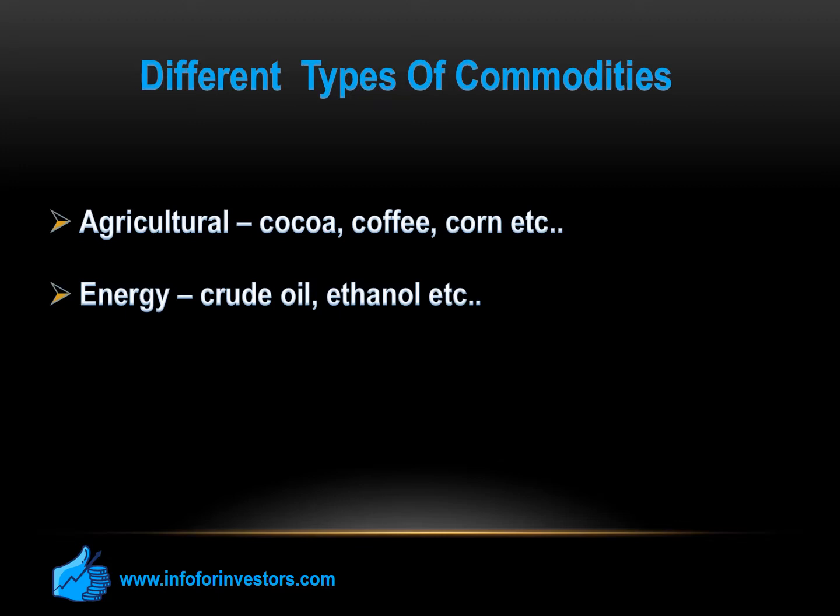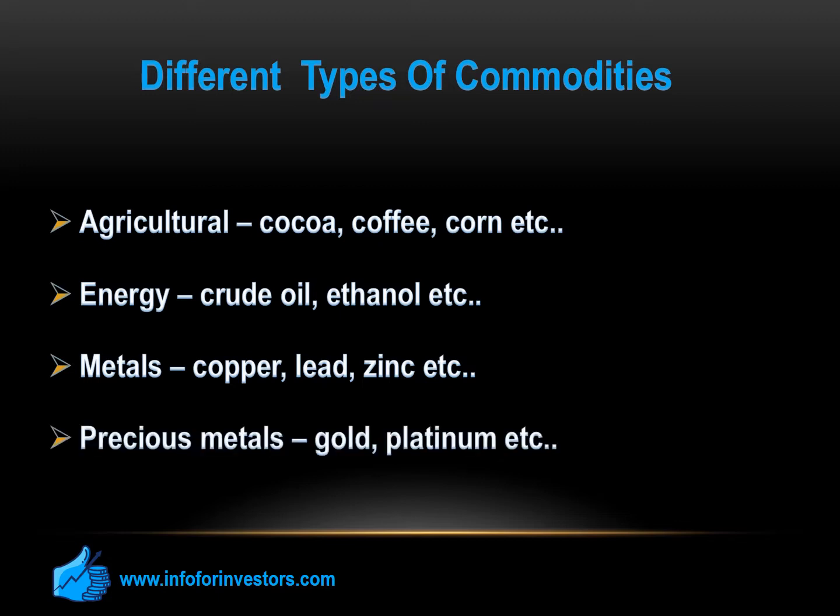Energy, for example crude oil, ethanol, natural gas, heating oil, gasoline, propane, and purified terephthalic acid. Number 3, metals. Examples are copper, lead, zinc, tin, aluminum, aluminum alloy, nickel, cobalt, molybdenum, and recycled steel. And number 4, precious metals. For example gold, platinum, palladium, and silver.